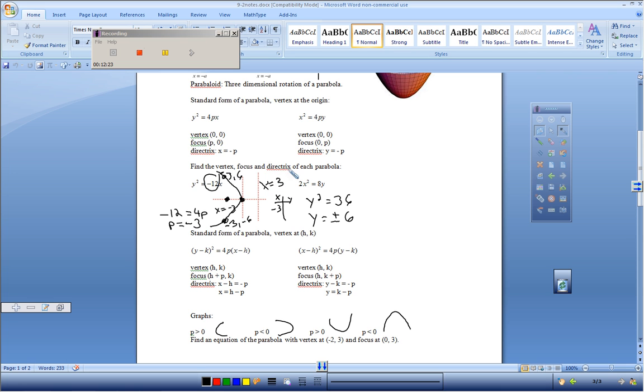We found the directrix, x equals negative 3. We found the focus over here. Excuse me, the directrix at x equals 3, and the focus over here at x equals negative 3. Okay?